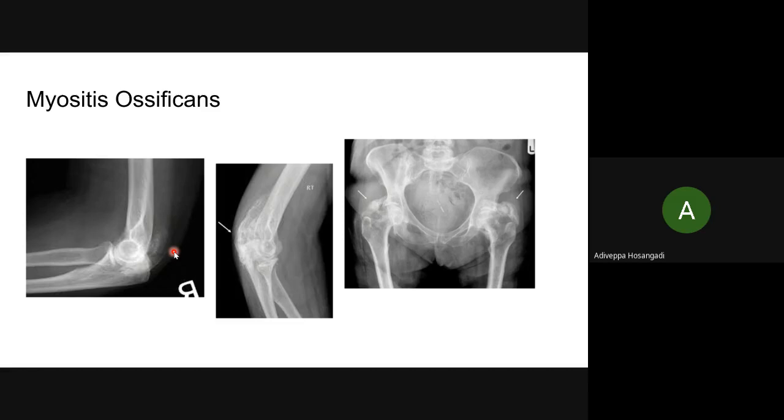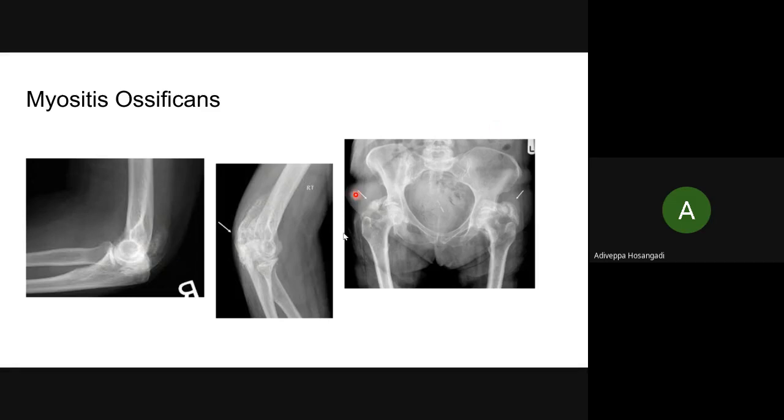In chronic stage, or once there is a maturation of the myositis ossificans, the excision is the only treatment. Surgical excision of the myositis ossificans, new bone. Because if you don't excise, there is a limitation or a bony block in the movement of the joint. So this is when it comes to myositis ossificans with respect to trauma.